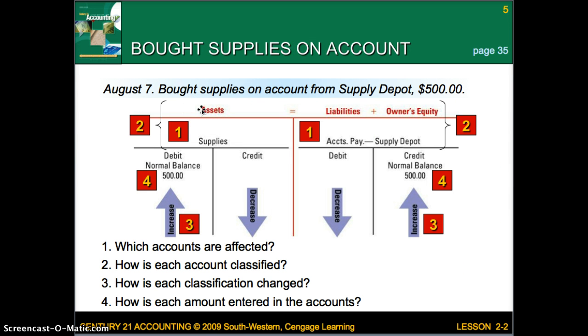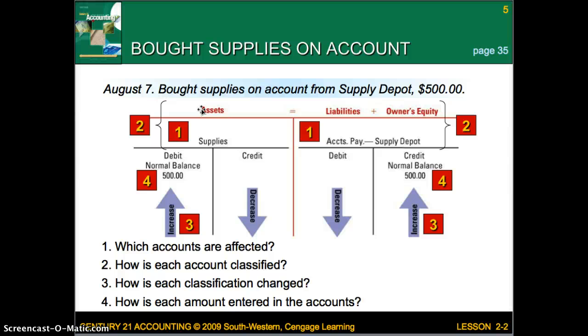Next one, August 7th, I bought supplies on account from Supply Depot. Now again, these are all in your book. Okay, I'm just going page to page to page. So received cash as an owner as an investment was on 32. Paid cash for supplies was 33. On page 34 was paid cash for insurance. Now we're buying supplies on account. Now we're on page 35. So this is the same thing as page 35, but there might be some extra helpful hints maybe, or some reading that you could do that would help you understand this if you're not getting it now.